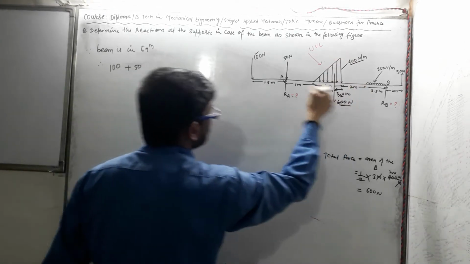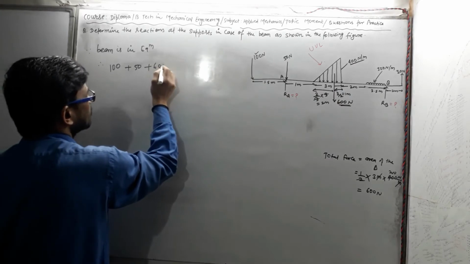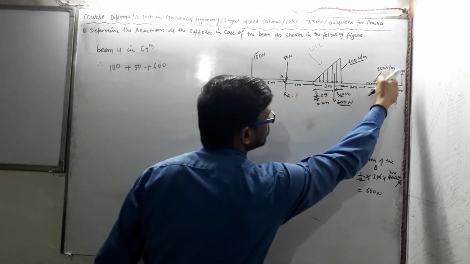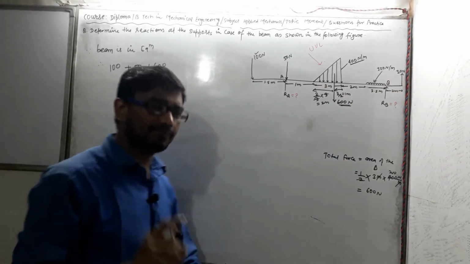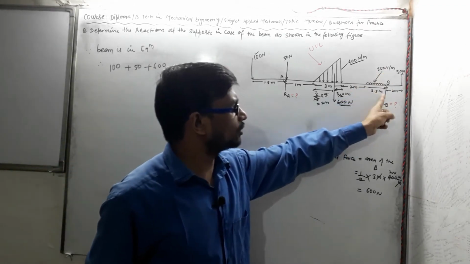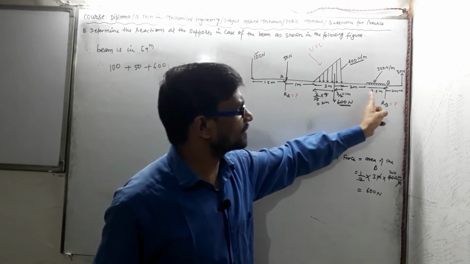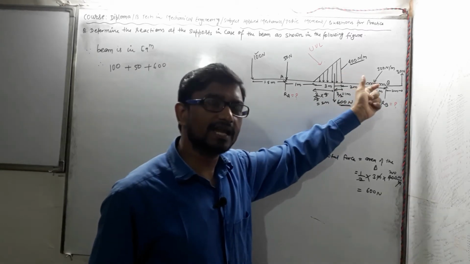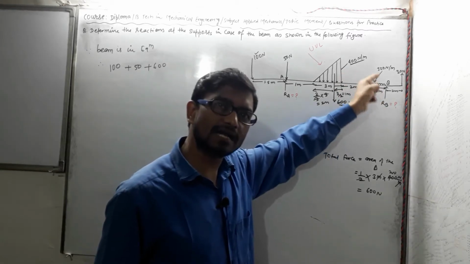600 Newton acting in downward direction, so plus 600. And now 300 Newton per meter. It means each and every meter has a distance 300 Newton magnitude. So what will be the value of total force? Total span is 3.5 meter, and each and every meter 300 Newton force is acting in downward direction.